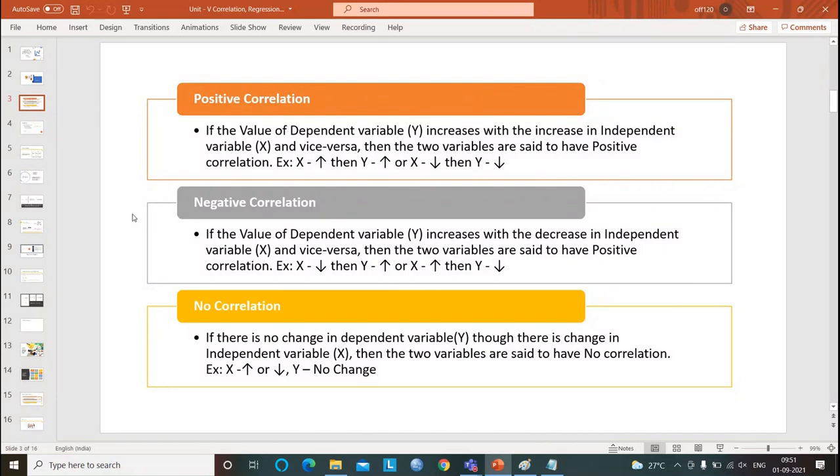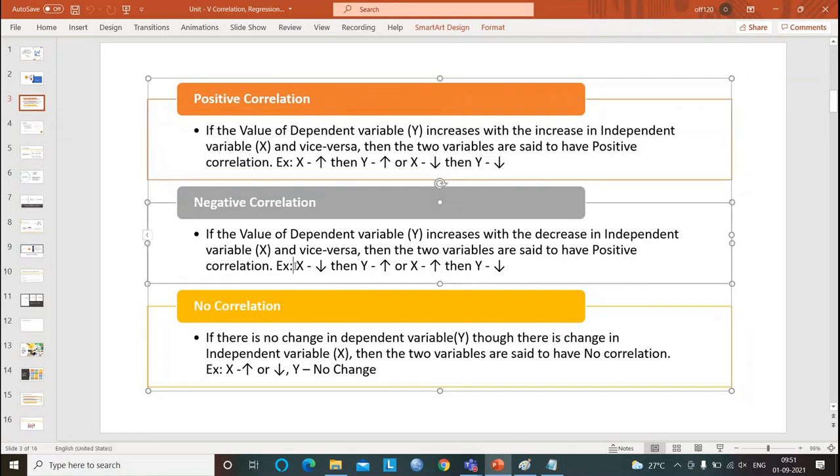Now, the statement is, that means if the value of x increases, y also increases. Then x and y are positively correlated. See here, x is increasing and y is also increasing. Or the second case is x is decreasing, then y also will decrease. So those two cases are called positive correlation.